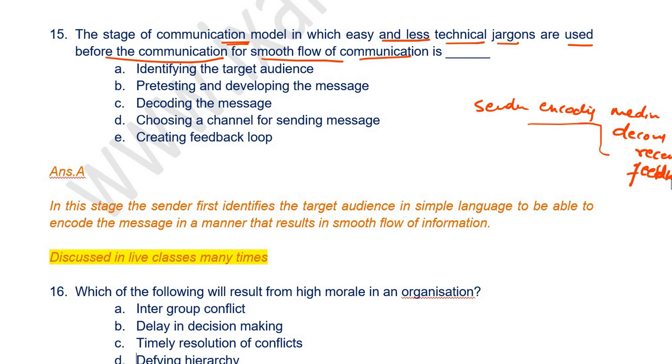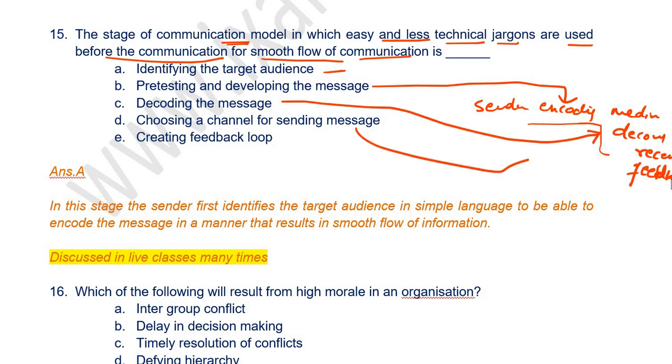So now, if I look at the options, identifying the target audience is one that is not fitting here in any of these. Pre-testing or developing of message is related to encoding. Decoding is actually already mentioned. Choosing a correct channel is relating to the medium channel, and then creating a feedback loop.